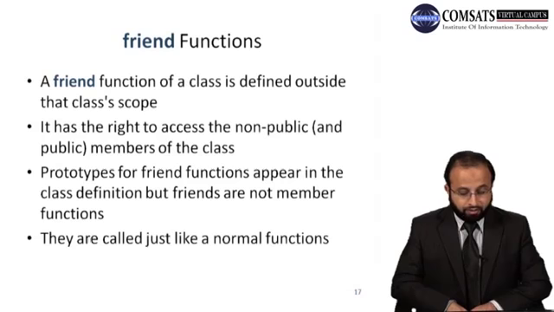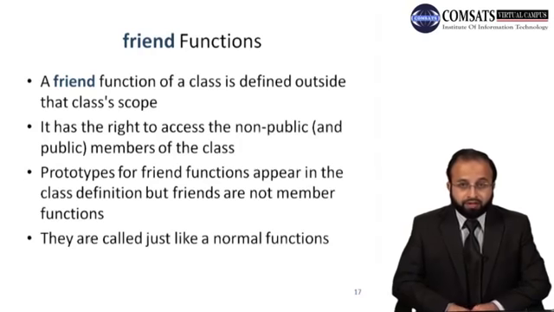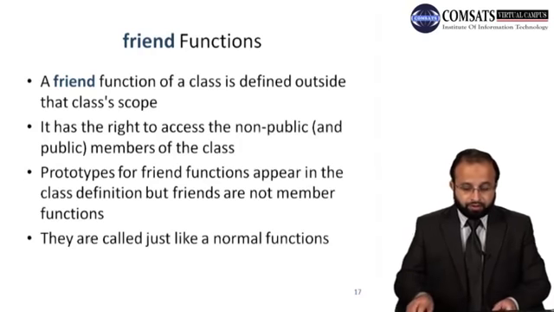So they are called just like a normal function. Because for a member function we need an object of that class, then we can call a member function. But for an ordinary function there is no need for an object. You just need to know the number of parameters, the type of the parameters of that function, and the return value to call that function. So the friend function is called like a normal function.